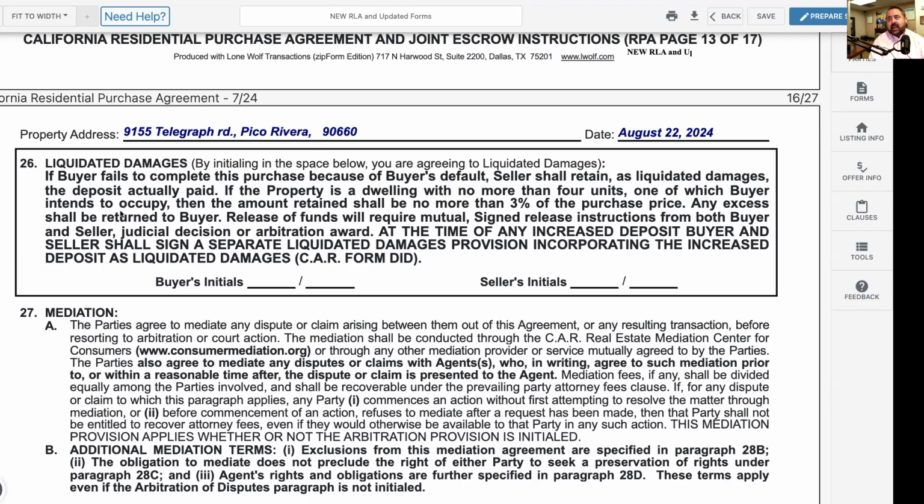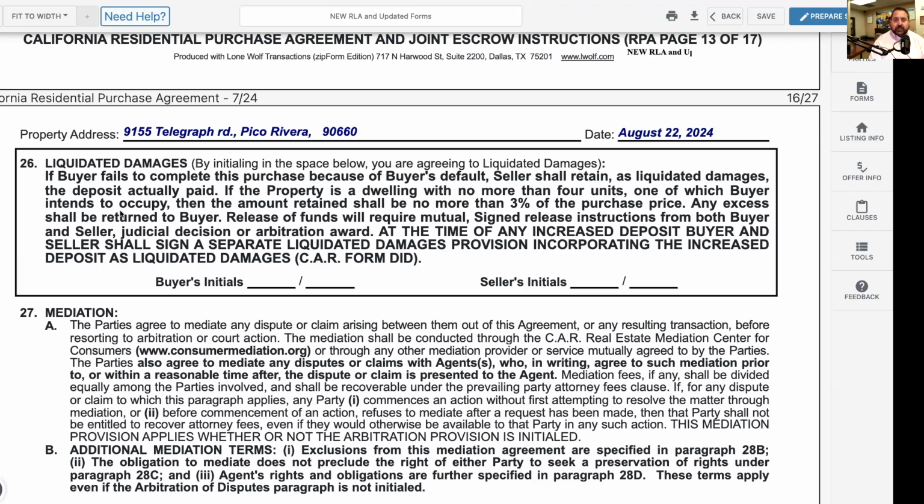Now, if I had put $300,000 in, that would be different, right? But I'm putting $10,000 in. Or if I put $30,000 in, that'd be different. It's just understanding how that protection works, right? That's it. I'm limited to 3%. If my initial deposit and increased deposit exceeds 3% of the purchase price, I can only lose 3%. The rest of it has to be returned to me.